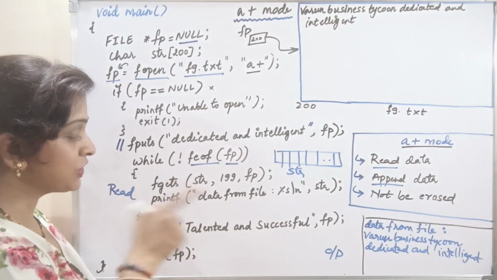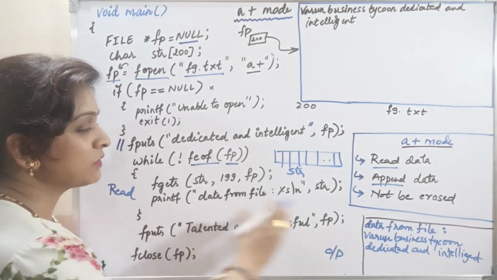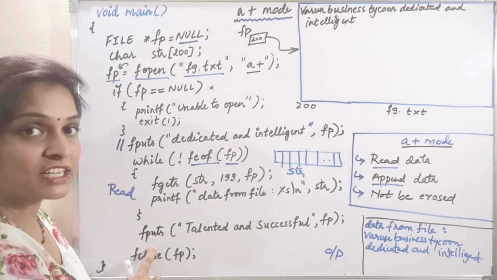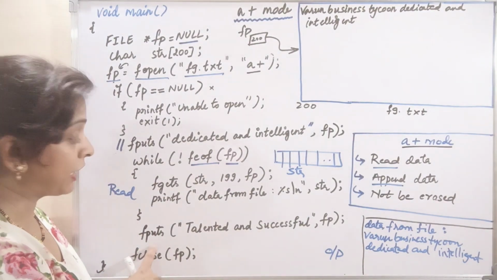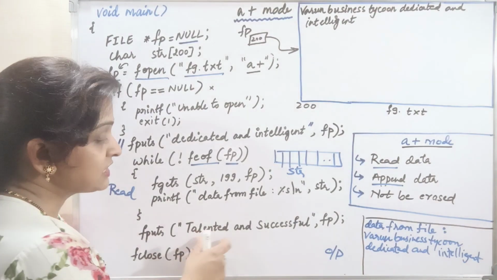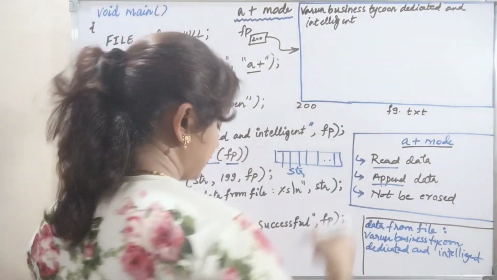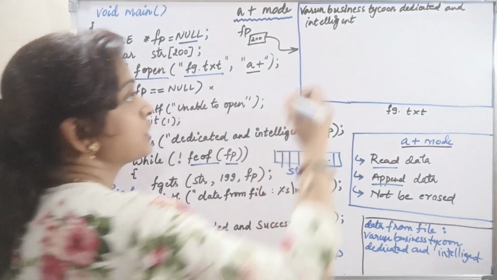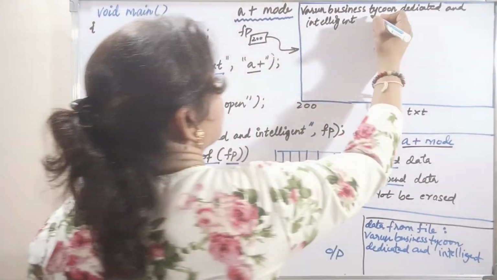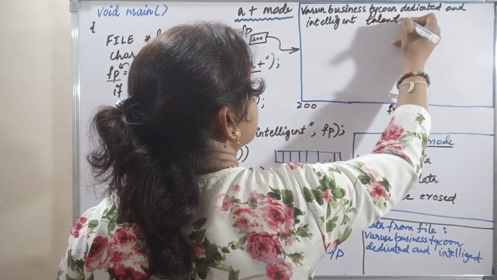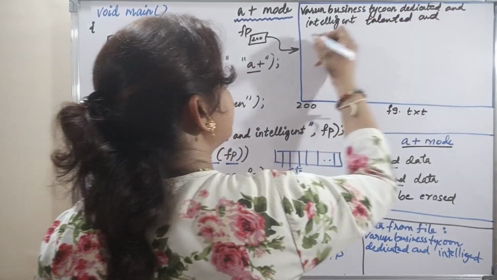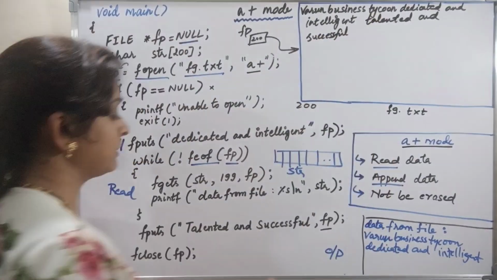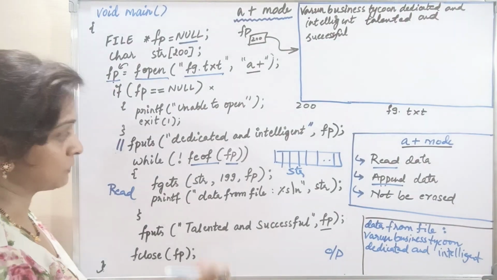Then what happens here, just observe. All this content will be displayed on the output screen. Added to this, one more statement also gets executed, which is fputs, where I am trying to put new data, that is talented and successful. Even that data is appended here to the file pointed to by the file pointer. Everything will be displayed in one single line, but I don't have space there, so I am writing it in the next line. So it is talented and successful.